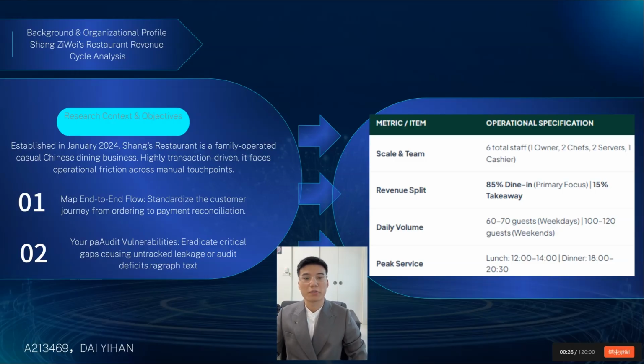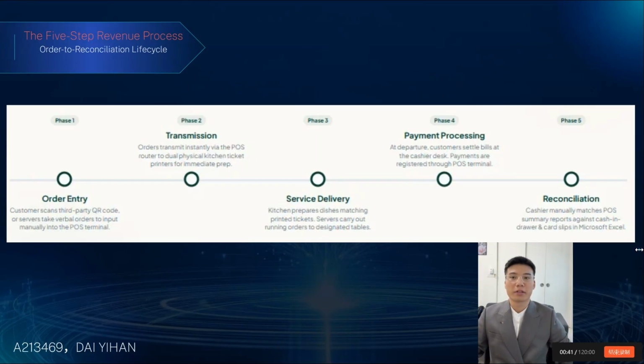Our core objective is to map their cash flow life cycle, analyzing menu efficiencies, and safeguard their business cycle from operation leakages. It consists of 5 key phases.